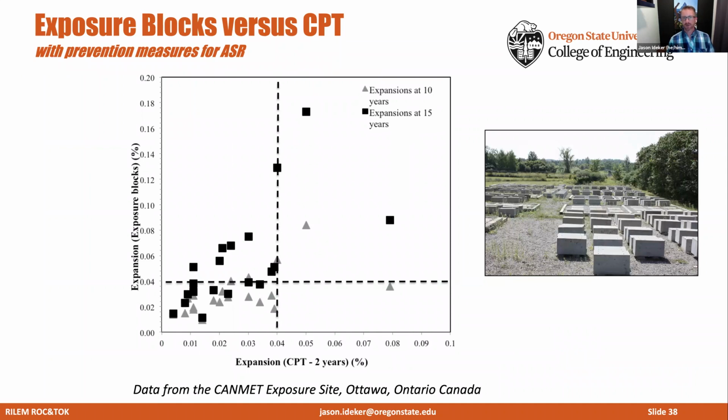And if we look at some of our data from outdoor exposure sites, this is from the outdoor exposure site in Ottawa, Canada. The black squares are expansions at 15 years, and the light gray triangles are expansions at 10 years. So at 10 years, things looked generally like we had good agreement in this sort of pass-pass or one block in the fail-fail region. But what you can see is that at 15 years, we started to see those triangles shift. And now the measurements at 15 years show us that even though we passed in the accelerated version of a test in the lab, the concrete prism test, we're actually getting failure and expansion in the outdoor exposure blocks.